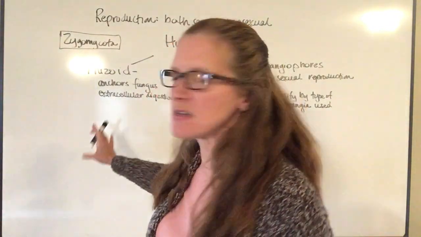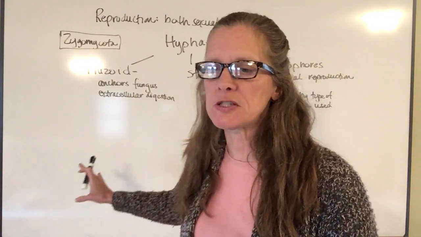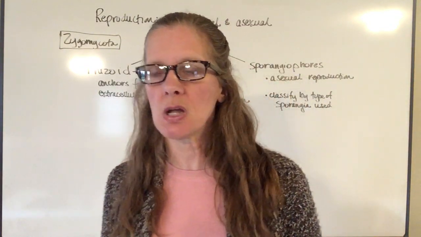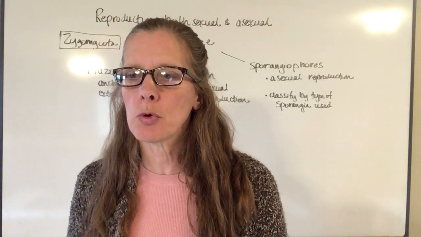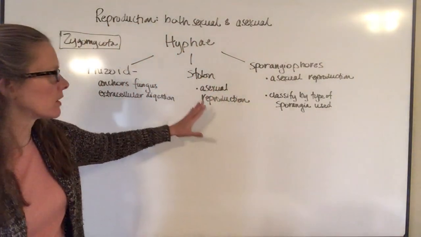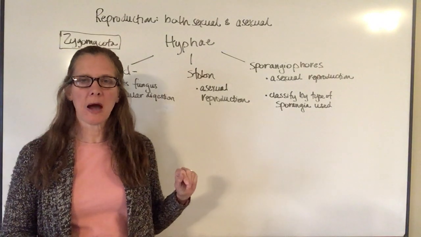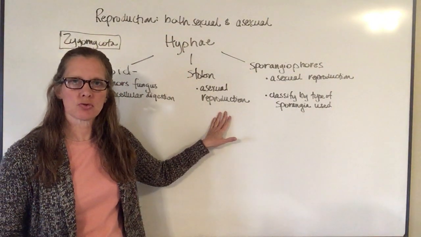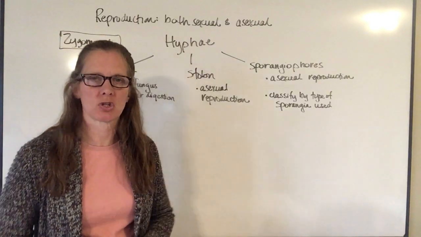We're going to come back to that part in a couple of minutes because that's the part that's responsible for the sexual reproduction in this particular phyla. We're going to look at a couple of other parts of the hyphae first. The first one that we're going to look at is the stolon, which is responsible for asexual reproduction.